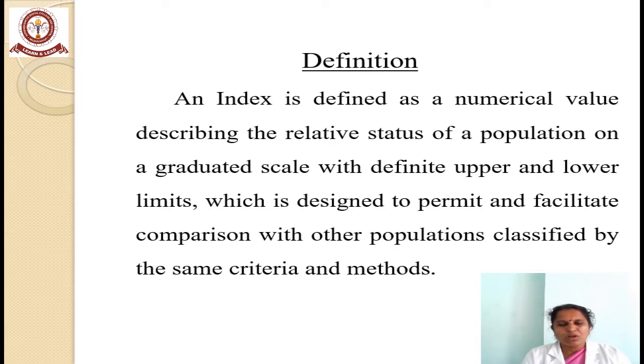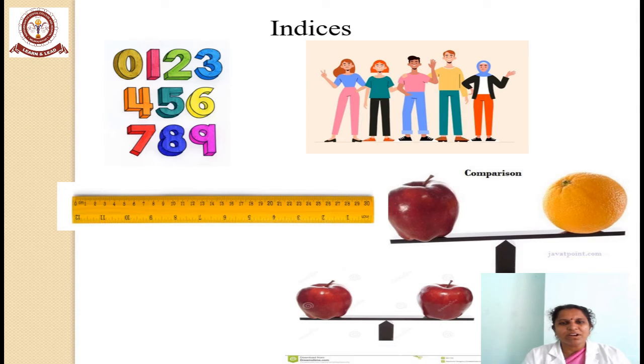methods. So, what is the definition of an index? It is a numerical value describing the relative status of a population on a graduated scale with definite upper and lower limits, and which is designed in such a way that we can compare with other populations, but both the populations have to be classified with the same criteria and methods. So this is the definition of indices.